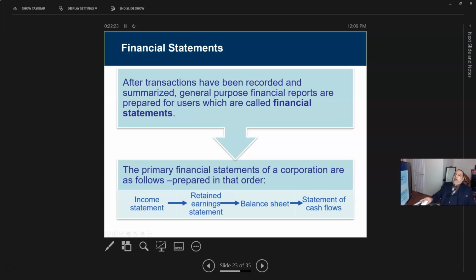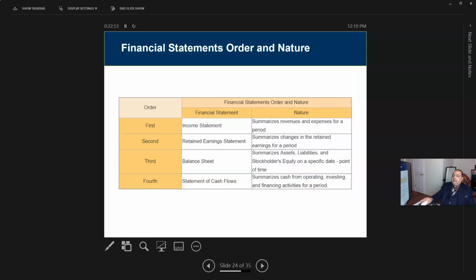Now, after transactions have been recorded and summarized, general purpose financial reports are prepared for users, which are commonly called financial statements. The primary financial statements of a corporation are the income statement, retained earnings statement, balance sheet, and a statement of cash flows. In between, we prepare a comprehensive income statement as well. But these are the 4 common required financial statements.